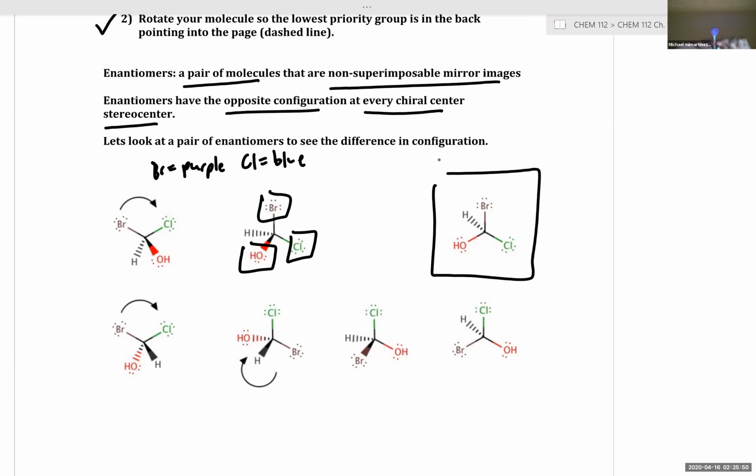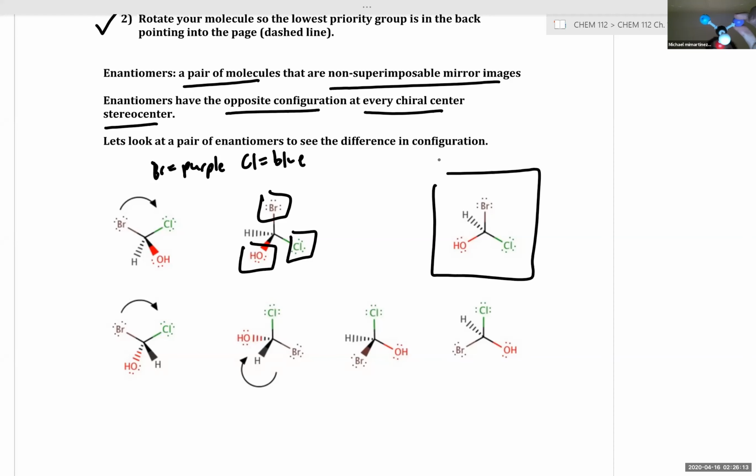And I'd like you just to compare the position of our groups when we look at our second enantiomer. So I'm going to swap my substituents. So now what group do we have pointing out to us in this enantiomer? What group is pointing out of the page? I see a lot of people typing hydrogen.